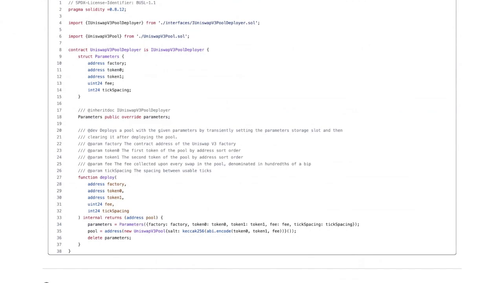So we create one of these parameters structs by populating this data, which is factory, token 0, token 1, fee, tick spacing. And that gets saved globally in this deployer contract. And then we actually deploy the pool and return that address. And then at the end of that function call, we delete parameters. So I guess that zeroes out this single variable.